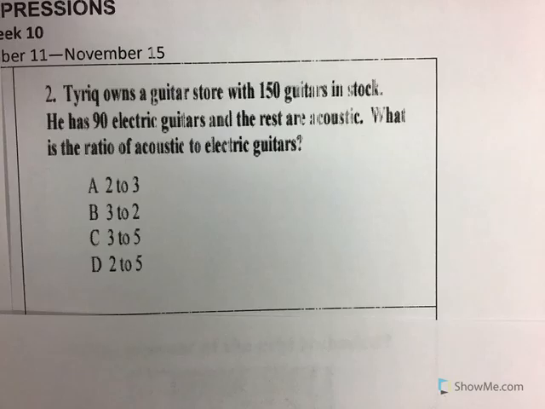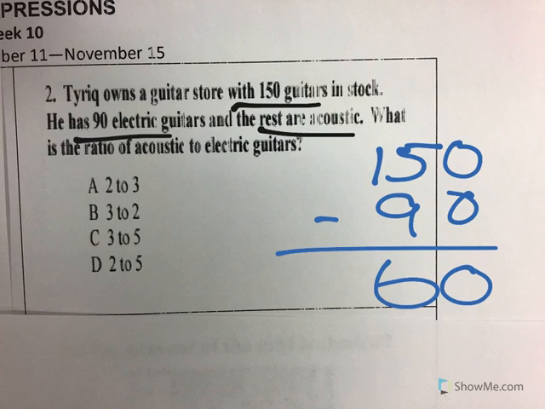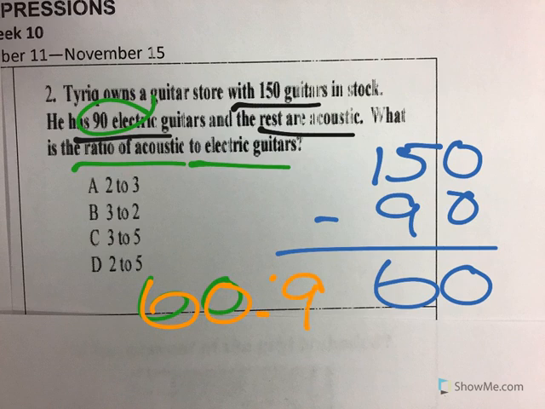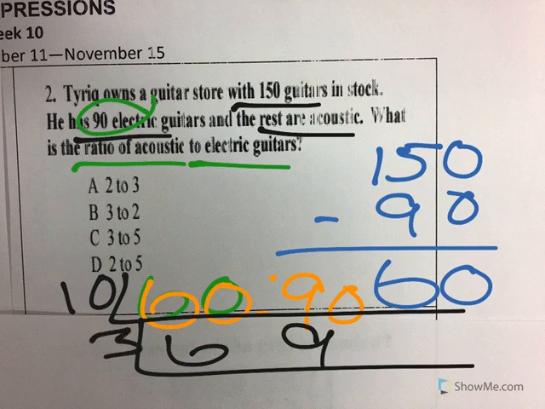Okay, number 2, Tariq owns a guitar store with 150 guitars in stock. He has 90 electric, the rest are acoustic. So first I have to find out how many acoustic. So I got 150 guitars. I'm going to subtract 90. So I know that there are 60 acoustic guitars and 90 electric. So my ratio is going to be 60 to 90. Now I have to simplify that. So I put it in my sled. I said 10 goes into it, since it ends in a 0. And then I put it in my sled, and I said 3 will go into it. So my answer is 2 to 3.